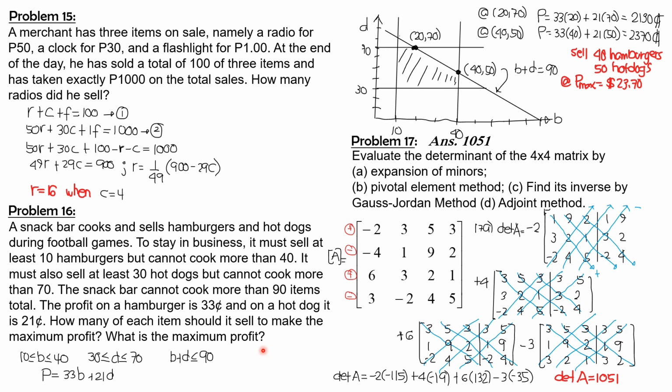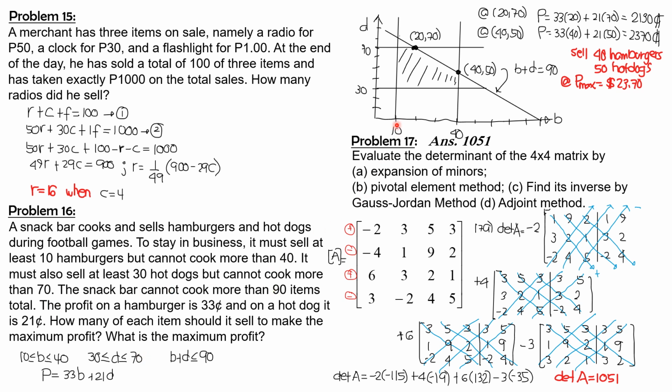The objective function is the profit, and the profit is equal to 33 cents per hamburger times the number of burgers to be sold, plus 21 cents times the number of hot dogs to be sold. These are the constraints. To stay in business, it must sell at least 10 burgers but cannot cook more than 40. So 10 less than or equal to B less than or equal to 40. Then it must also sell at least 30 hot dogs. So 30 less than or equal to D less than or equal to 70.